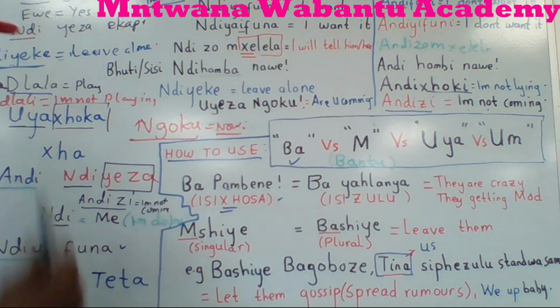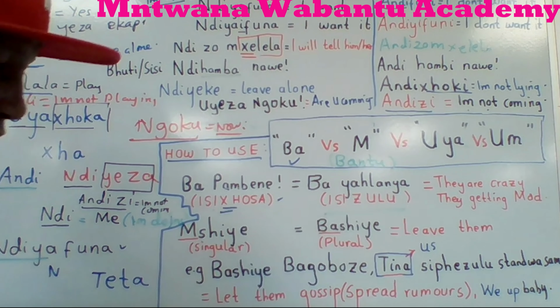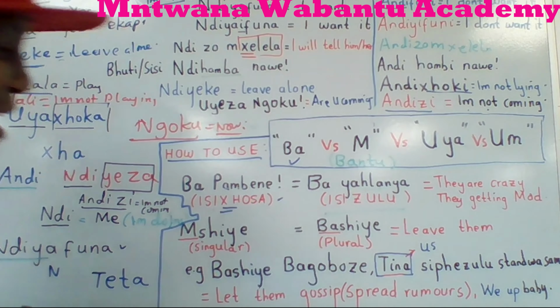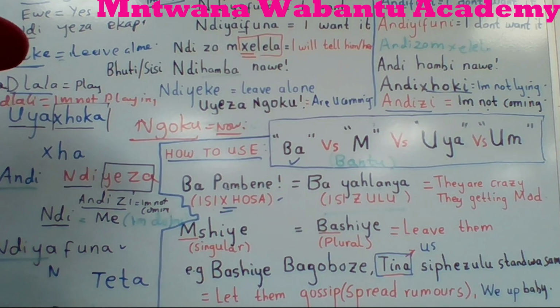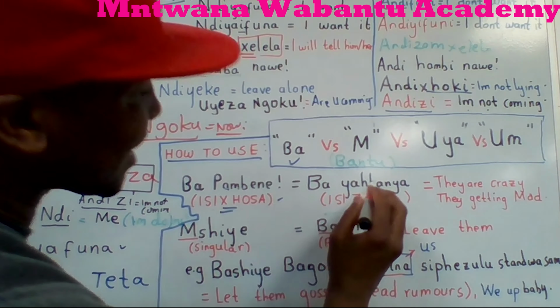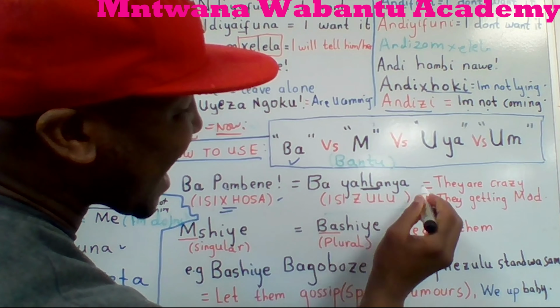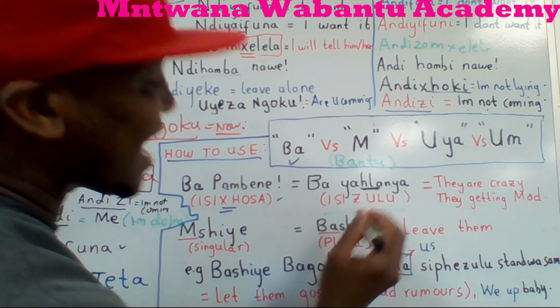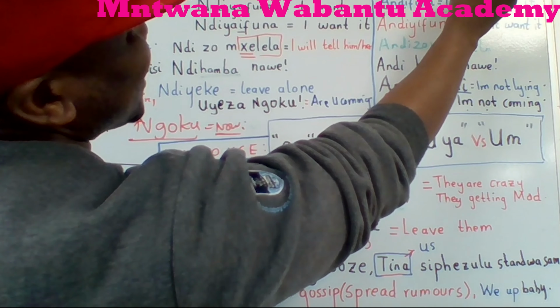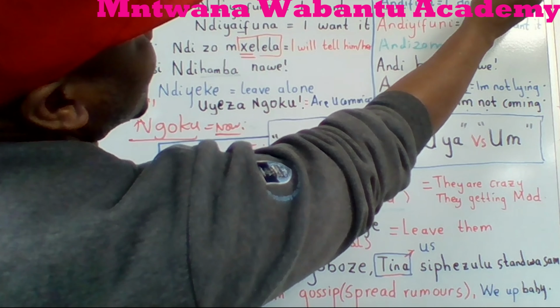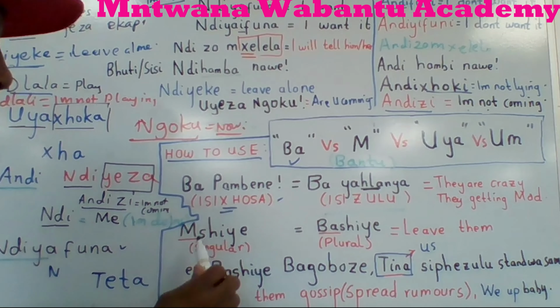But for isiZulu, you say bayahlanya. It does mean the same thing. Bayahlanya. Why we say there? Because there's a H and L. Bayahlanya abantu. These people are crazy. But imali, they took my money. Imali means money. Imali, meaning money. Bapambene abantu, bapambene means they're crazy.